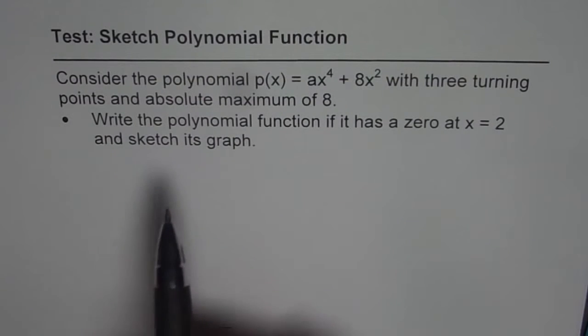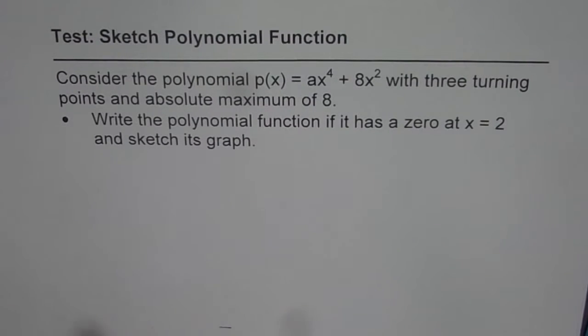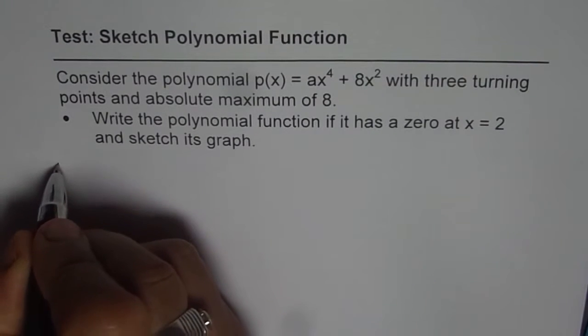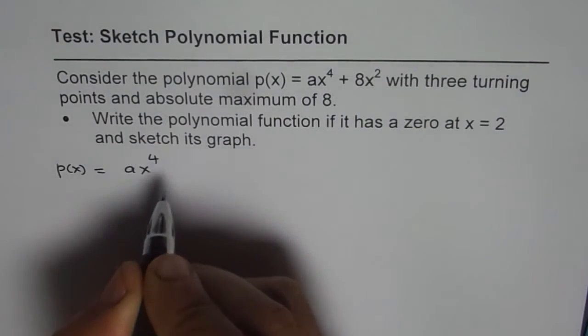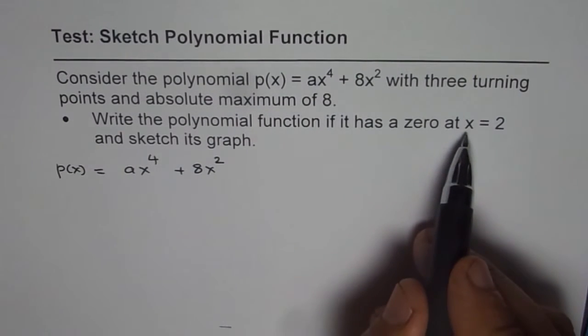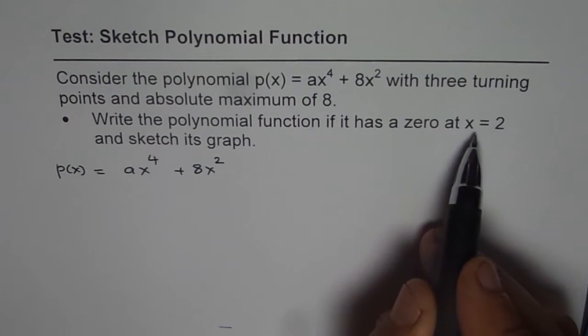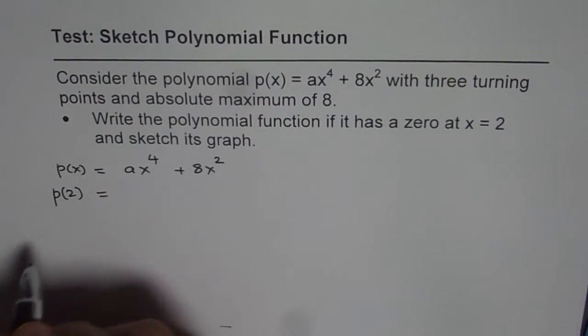Well, here we have two parts to the question. The first one is we need to write down the equation for the polynomial, and second, we need to sketch it. And therefore, that makes it the right question for Unit 3. The polynomial given to us is p of x equals a x to the power of 4 plus 8x squared, which has a 0 at x equals 2. Then x minus 2 is a factor, so p of 2 should be equal to 0, correct?